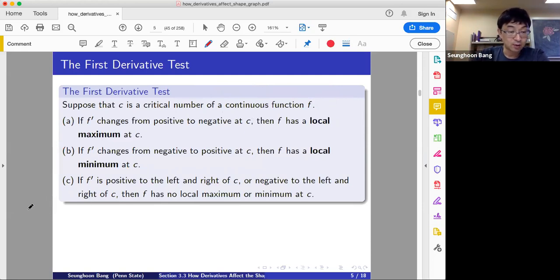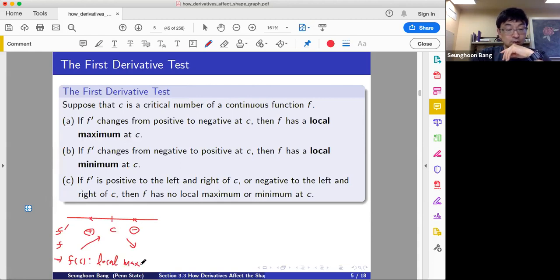So we have this idea. The c is a critical number. You can define f prime. You can choose a point here. The left-hand side has f prime positive. The right-hand side has f prime negative. What's the graph of f? The graph of f is increasing and decreasing. The graph is increasing, decreasing. We have a local maximum. Like this.